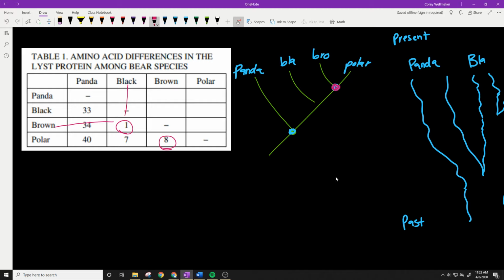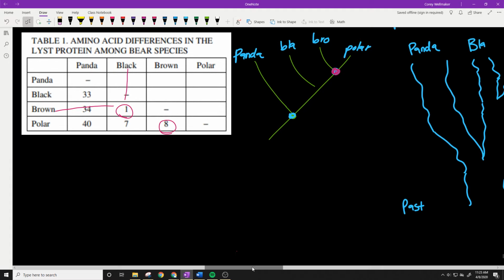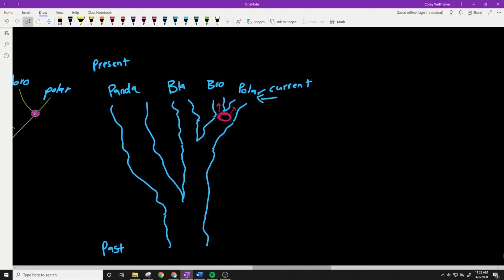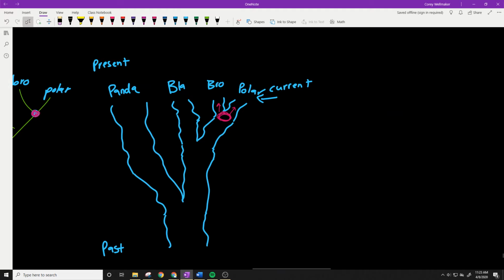And so that's the split that happened most recently. So just based off of this data alone, it makes more sense to argue that this ancestral population doesn't belong to brown and polar. It belongs to brown and black lineages. And we're going to put polar here, right? Because the polar shares an ancestral population with brown and black. That ancestral population is right here, and it's split further back in time.